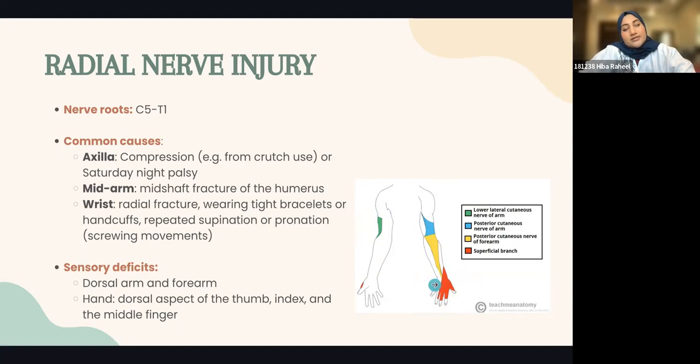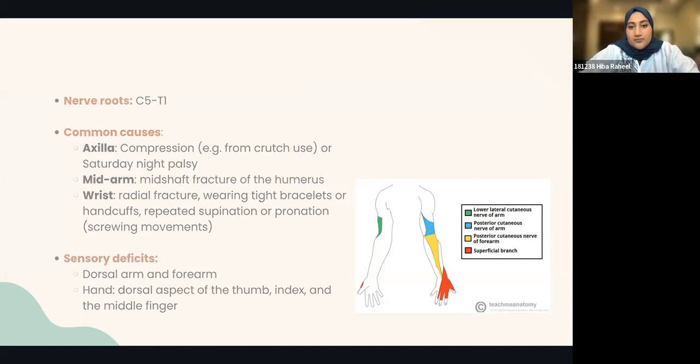A very good way to test clinically for the radial nerve is you just press this region of the patient's hand. So you see this region, just press it, and if the patient feels the pain, then that means their radial nerve is intact. If they don't feel the pain over here, that means their radial nerve is most likely damaged.